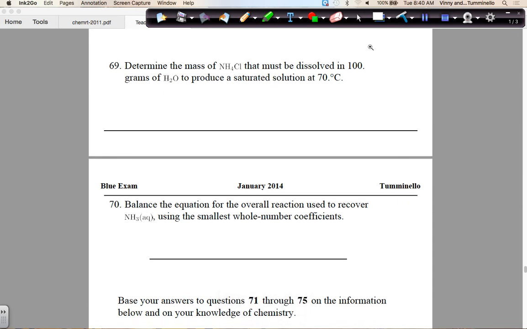It says determine the mass for 69. Determine the mass of ammonium chloride that must be dissolved in 100 grams of water to produce a saturated solution at 70 degrees Celsius. This is reading table G, finding out where the ammonium chloride line crosses 70 degrees Celsius. And for this question, it comes out to 62 grams, but you also get credit for 61, and you would also get credit if you chose 63.